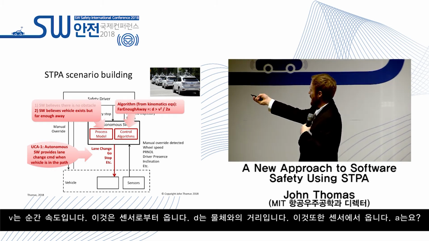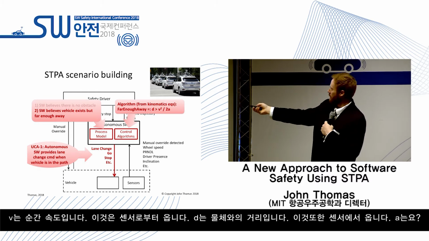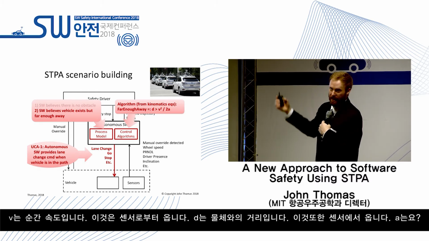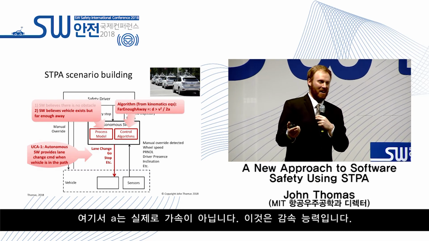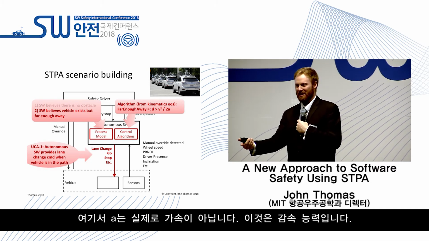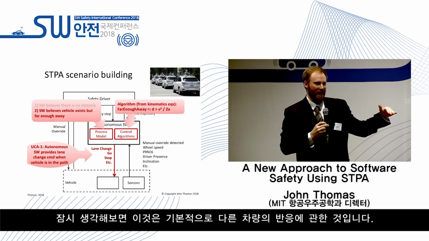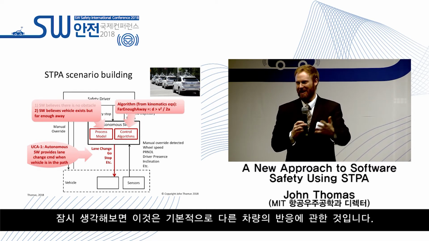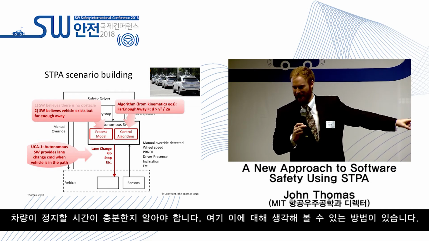V is instantaneous velocity. That comes from a sensor. D is distance to the object. That also comes from a sensor. What about A? A is actually not acceleration here. It's deceleration capability, if you think about it for a minute. It's basically about the reaction of the other vehicle. It's not enough to compute that it's on a collision path. You need to know if it has enough time to stop.